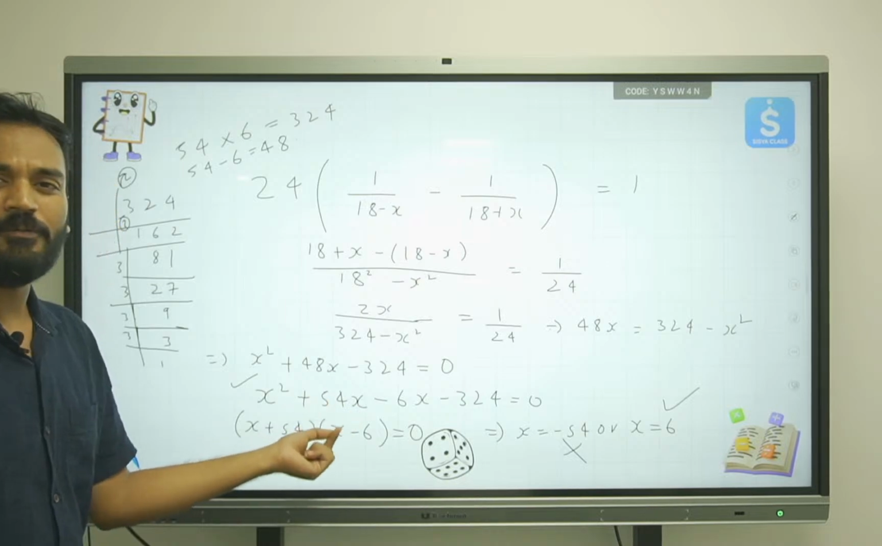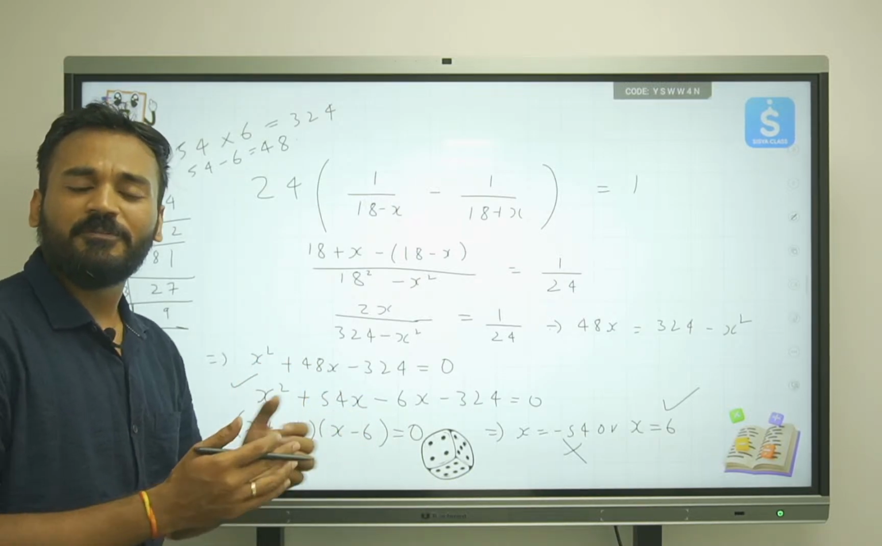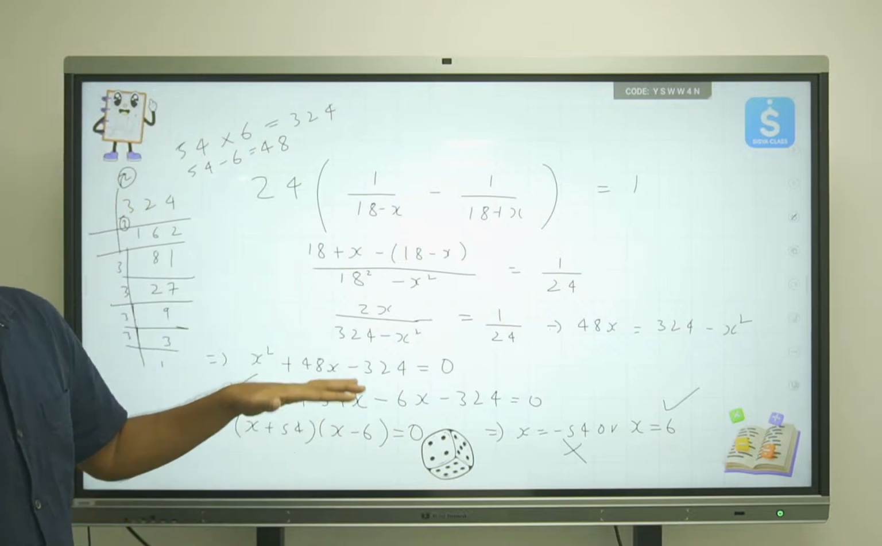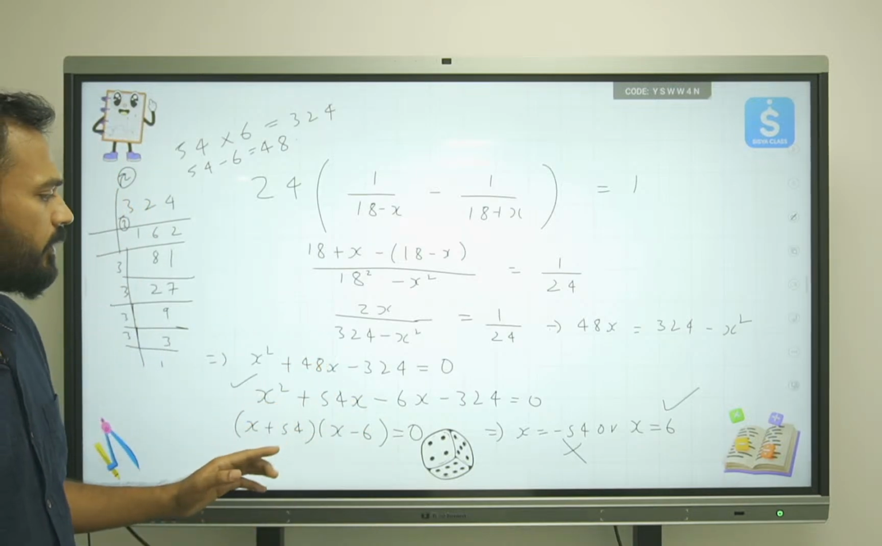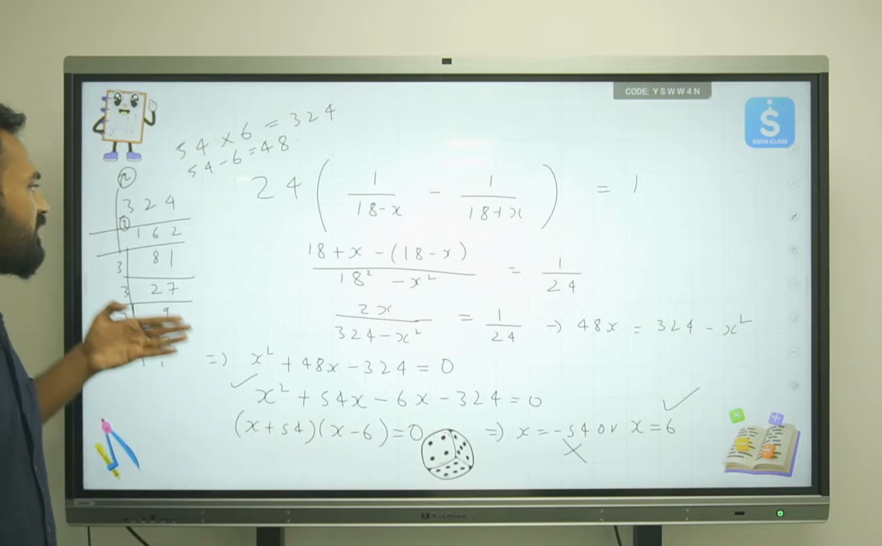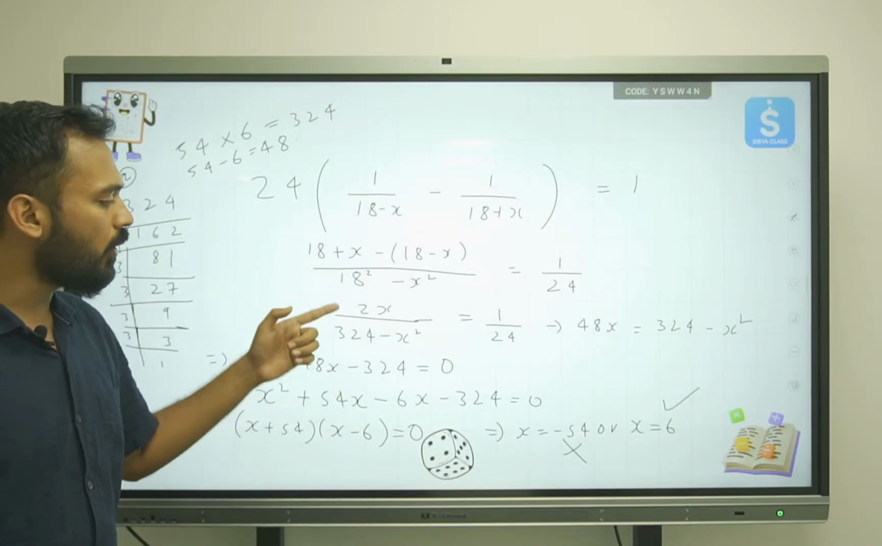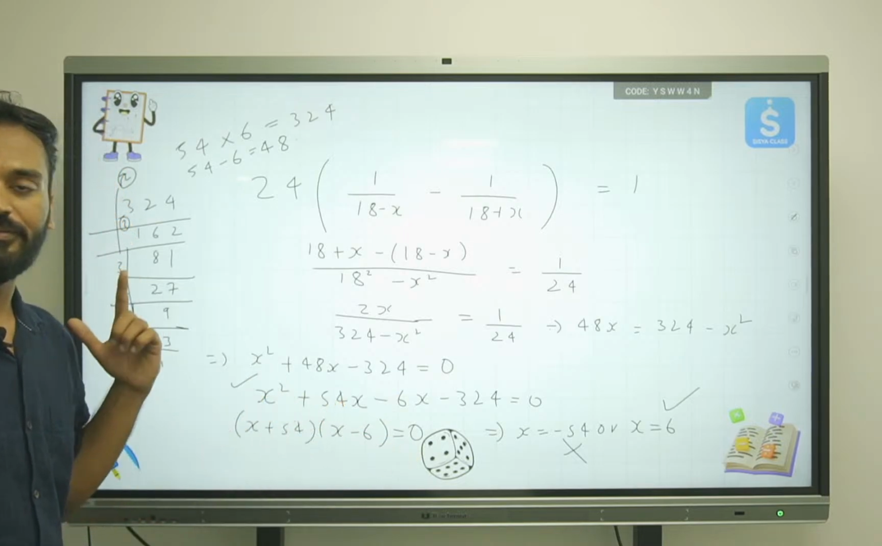Do not get confused. If you are not able to solve the quadratic equation using factorization, you can even take help of the quadratic formula. Don't worry. If you take help of the quadratic formula, you will get the answer, but it will be lengthy. It is always suggested that you follow this, search for numbers. If your calculation is correct, you will always end up factorizing this. Clear?